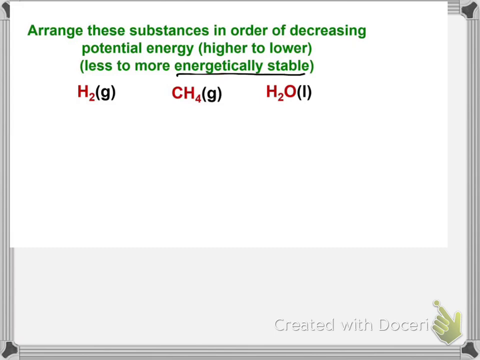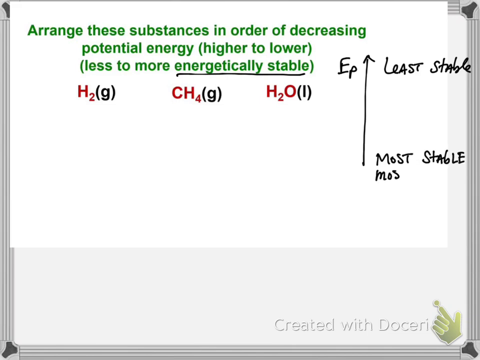Okay, so we were asked to rank the energetic stability of these three molecules, and you'll be asked to do this in the homework too. So let's take a look at what we mean by energetic stability. So this is a ranking of potential energy. The most stable is the lowest potential energy. The least stable is the highest potential energy. And today in class, we rank this based on polarity.